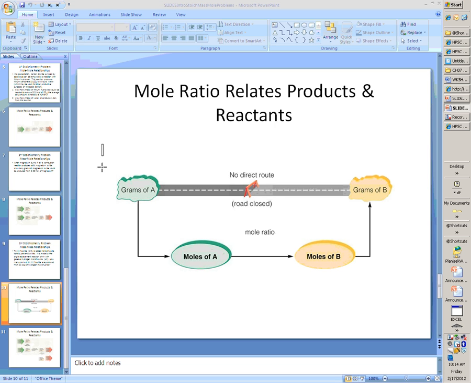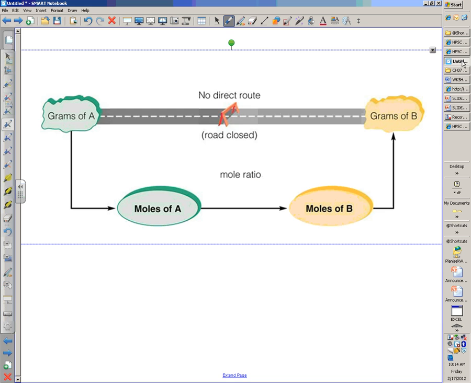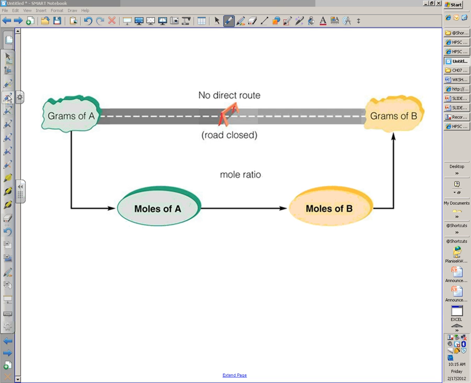As is so eloquently shown on your slides, look, road closed, my friends. You cannot go that way. No, cannot go grams to grams. Not available. I drew this myself. You understand. Put it on the test.